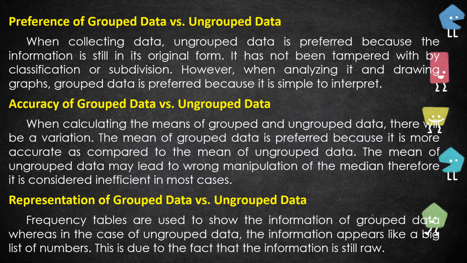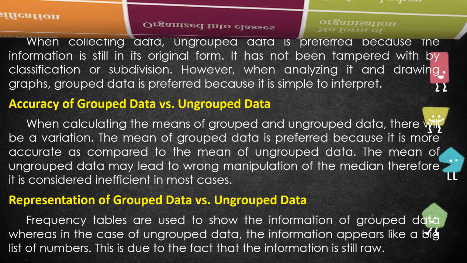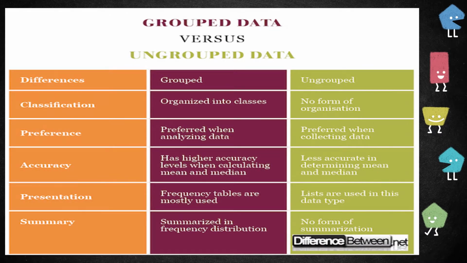For representation, frequency tables are used to show the information of grouped data, whereas in the case of ungrouped data, the information appears like a big list of numbers, and this is due to the fact that the information is still raw. So this will be the table of grouped data versus ungrouped data. So you are able to see the differences: classification, preferences, accuracy, presentation, and of course, the summary.